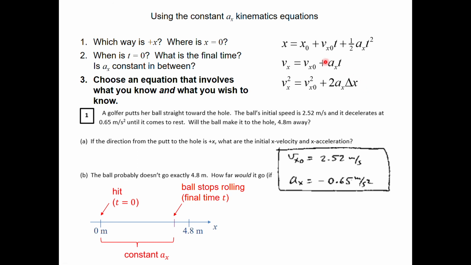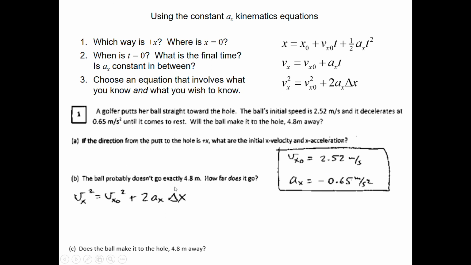So I'm going to hope that using this third equation, let's just write it down and see if we know everything except what we want to know. I really want to know that delta x. That's the displacement between the hit point and the point at which it comes to rest. And if it's less than or greater than 4.8, we'll be able to make a decision. So how far does it go? Let's write down that equation and let's try to plug in what we know. We already know what Vx0 is. We know what Ax is. We want to solve for delta x.